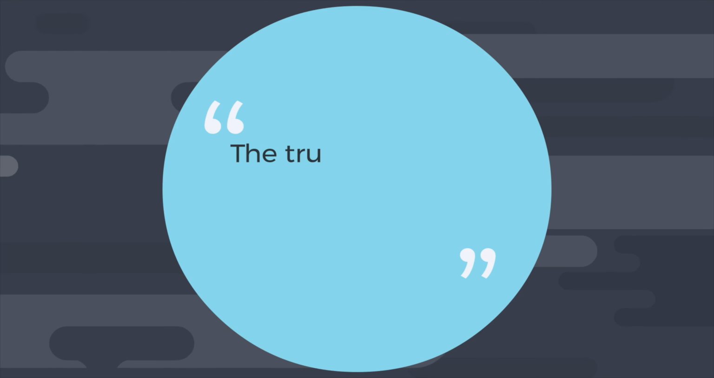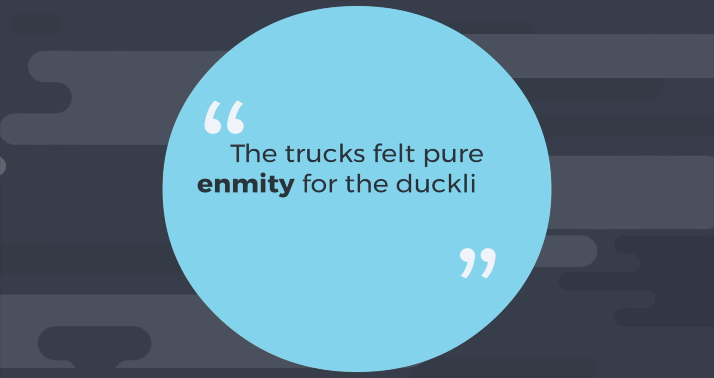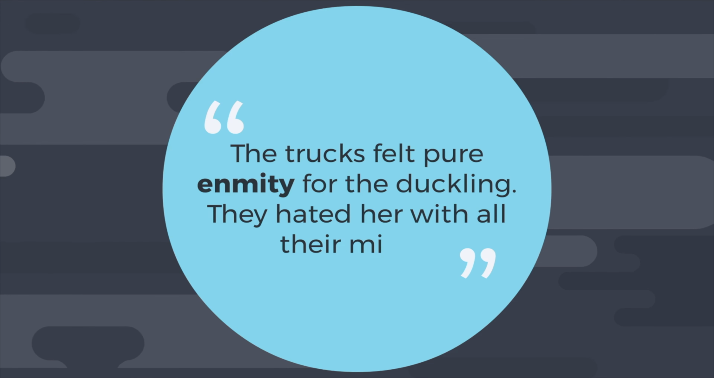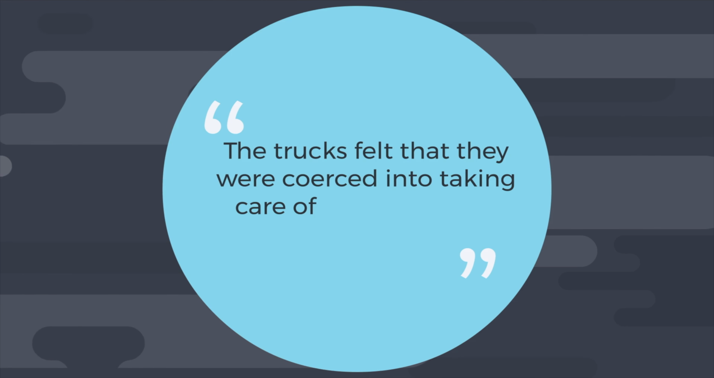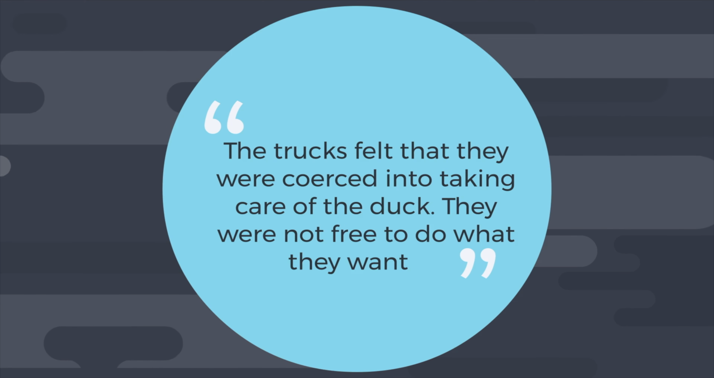Check out these examples. The trucks felt pure enmity for the duckling. They hated her with all their might. The second sentence gives us a synonym, hate. Enmity must mean feelings of strong hatred. The trucks felt that they were coerced into taking care of the duck. They were not free to do what they wanted. Coerced must mean the opposite of free. So I think it means they had no choice.